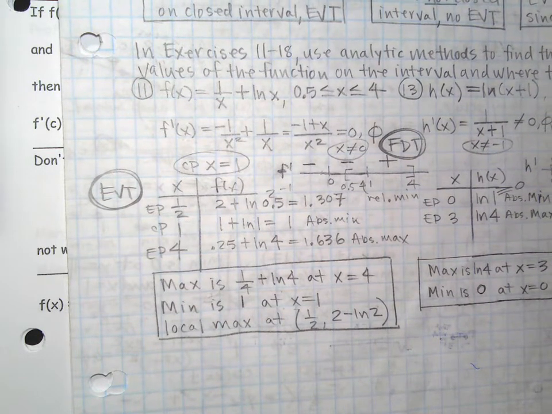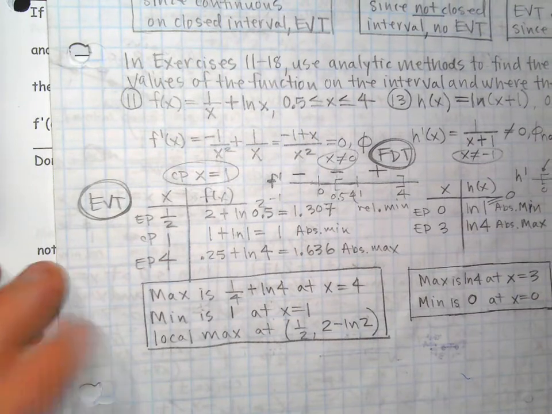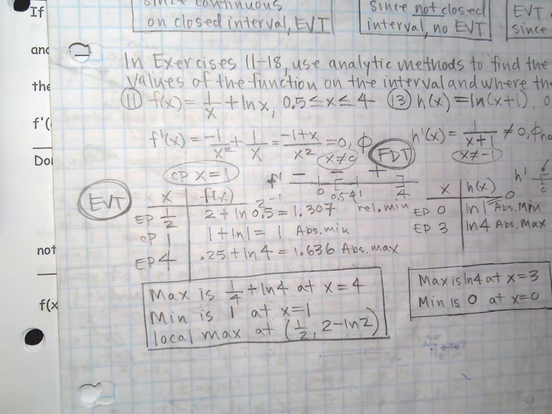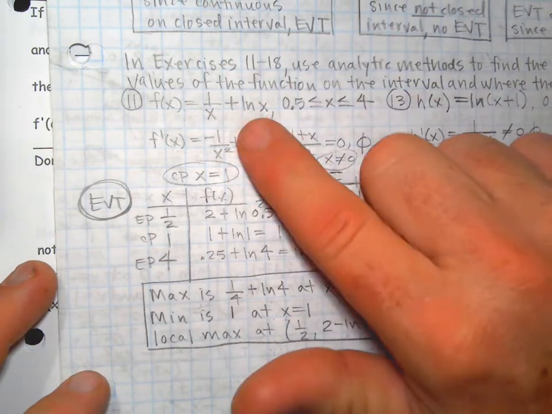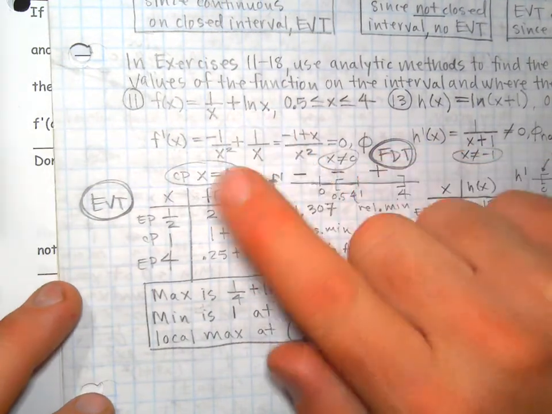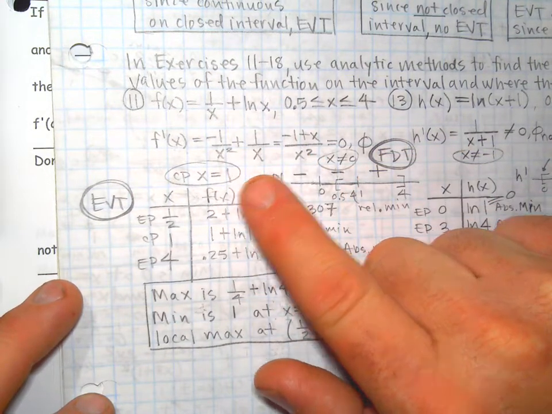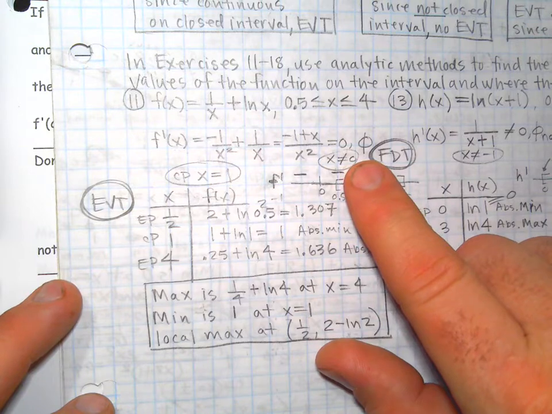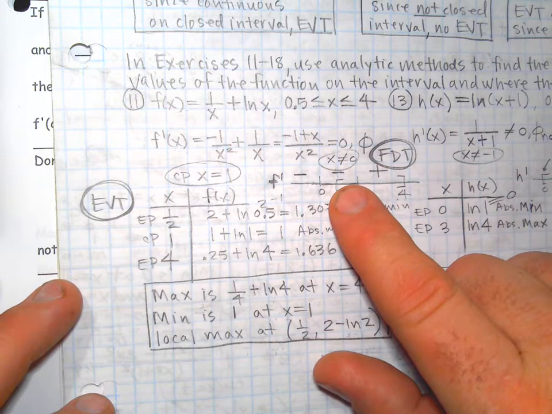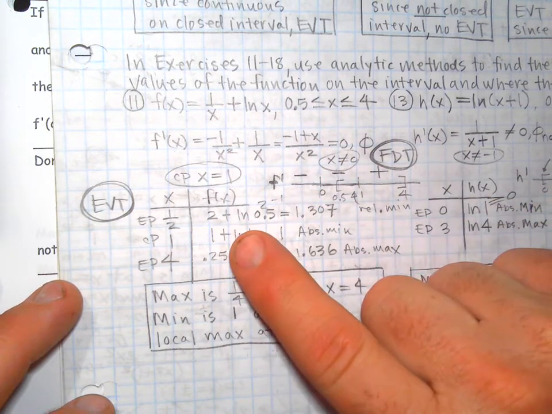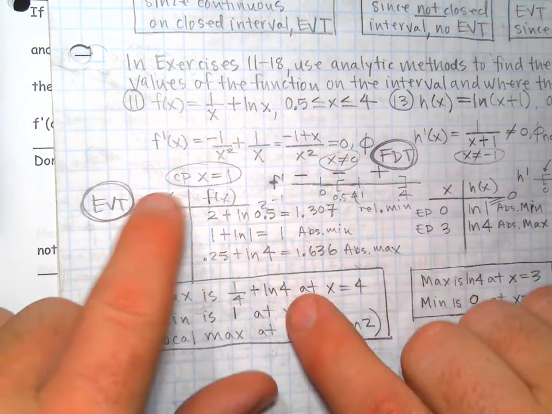Next problems, we're using analytic methods to find extreme values of the function on the interval and where they occur. So instead of looking at a picture like we did in the last ones, we're going to do the work algebraically. So we have endpoints, we have a function, we have to take the derivative, set it equals 0 or undefined, to find your critical points. Now, we should try and use extreme value theorem as much as possible. So here's the work for that.